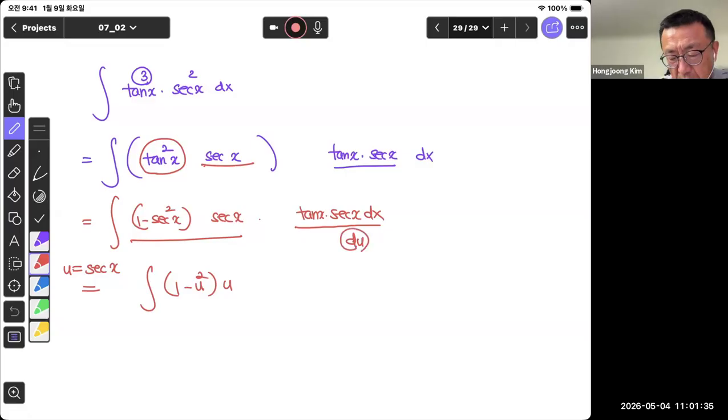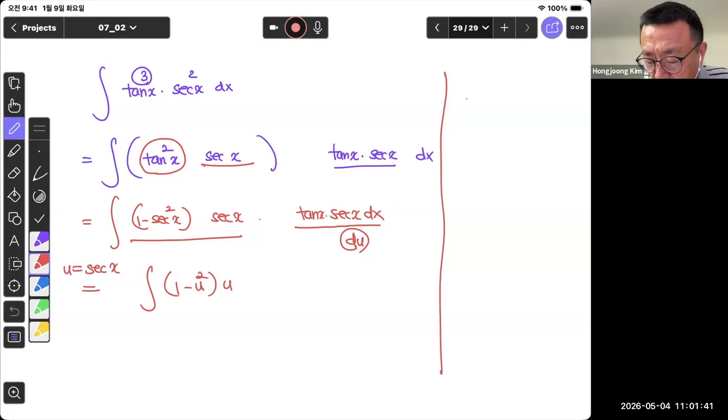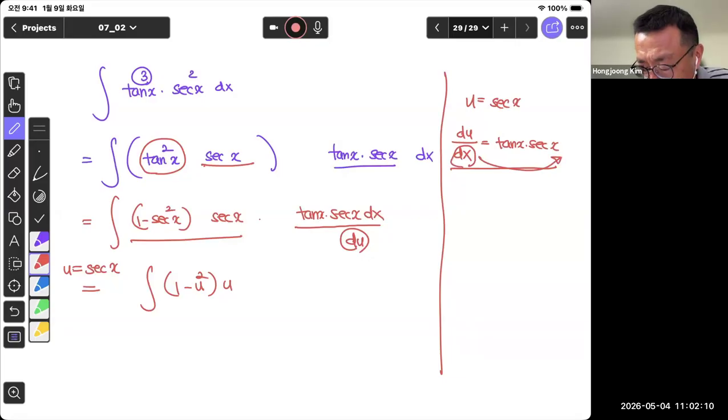If that is not clear to some students, here is the idea. If u introduces secant x, then the derivative of u with respect to x is denoted by du dx. Then what is the derivative of u? What is the derivative of secant x? That will be tangent x secant x. Once you get this, please move this dx to the other side. Okay, then du will be tangent x secant x dx.